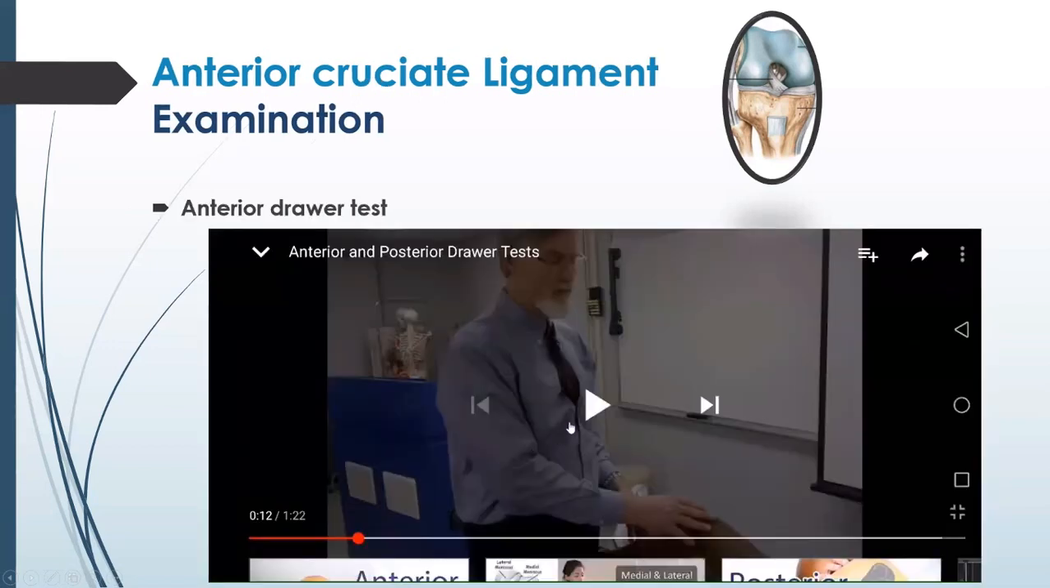The other test, the more common test is the anterior drawer test. This test, usually we examine for the anteromedial bundle.